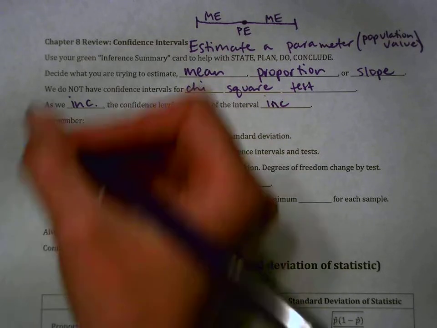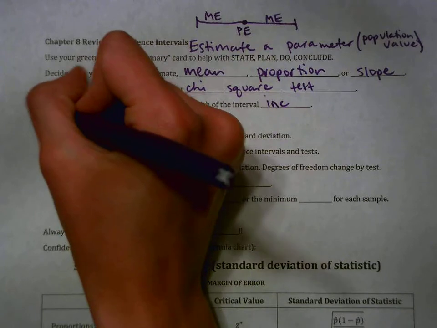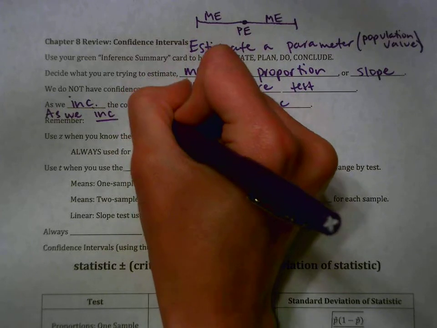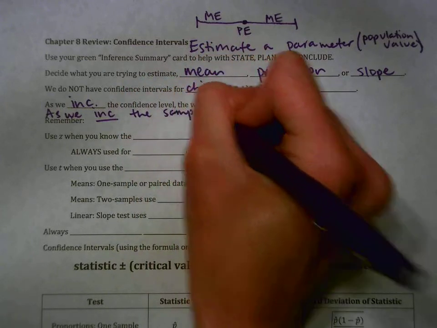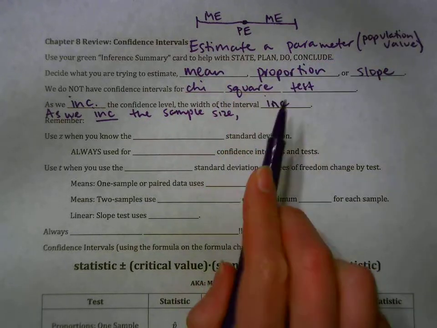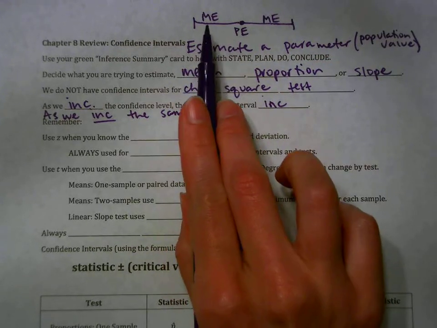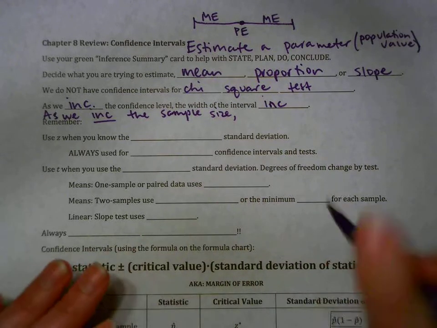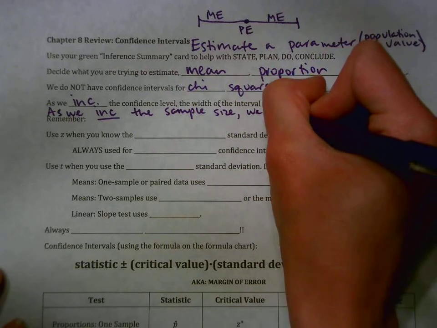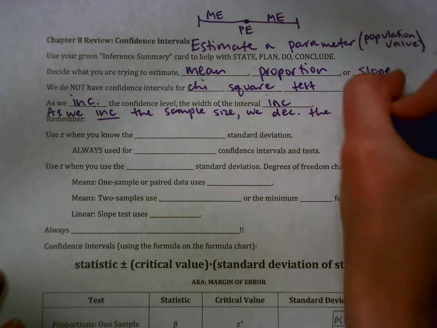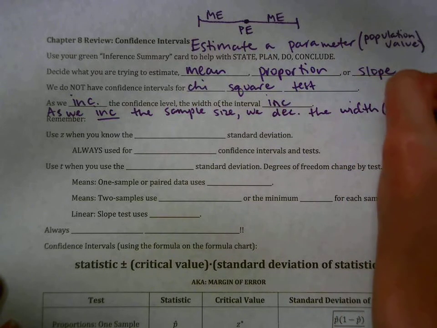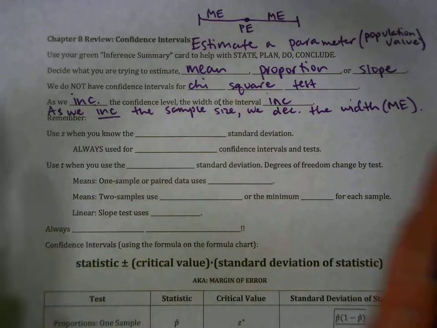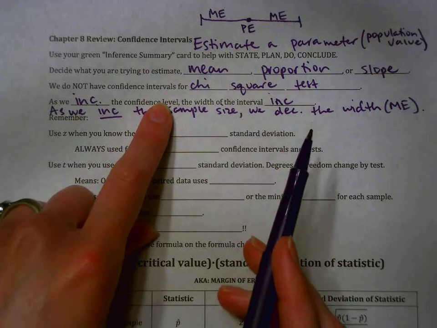Also, something that's not in here that I want to write down is, as we increase the sample size, what does that do to the width? The width is your margin of error, right? As we increase sample size, we know we decrease variability. So we decrease the width, which would be the margin of error. Ideally you want a large sample size because you can get a smaller width but still have a bigger confidence level.